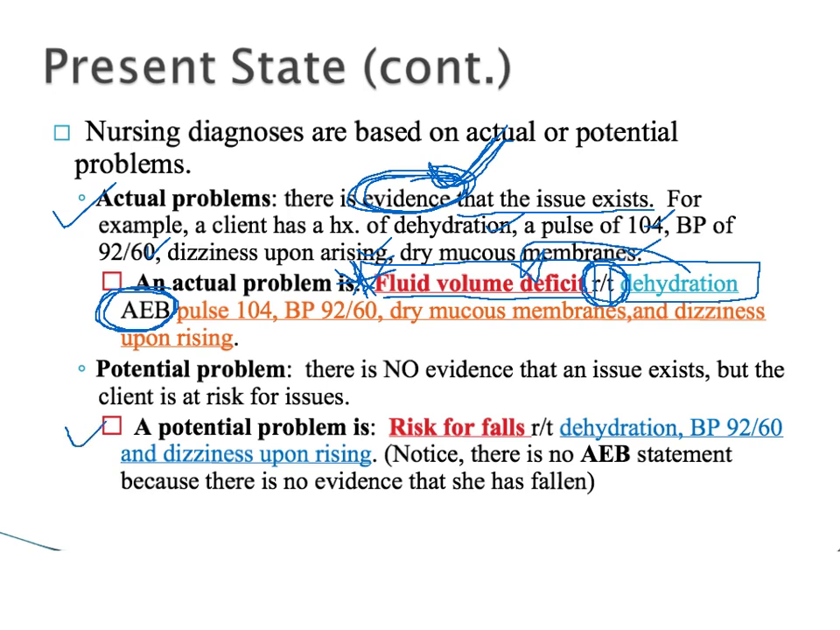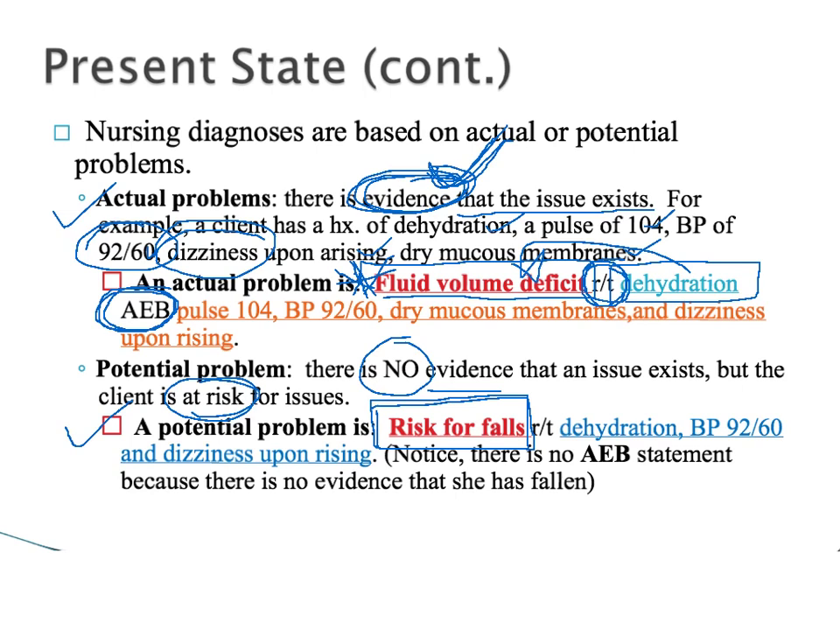Now let's move on down here to a potential nursing diagnosis. A potential nursing diagnosis is written when there is no evidence that an issue exists, but the client is at risk for a problem. And so we want to implement a plan of care for at-risk nursing diagnoses to prevent that thing from happening. I decided that because our patient is dizzy upon arising and because they have a low blood pressure for them, that would put them at risk for falls.